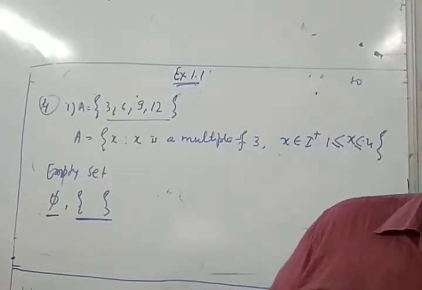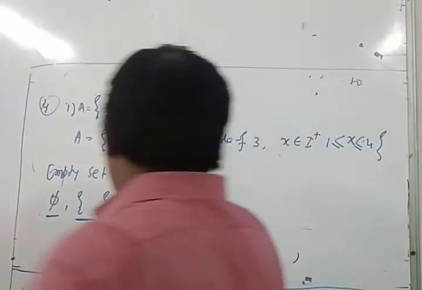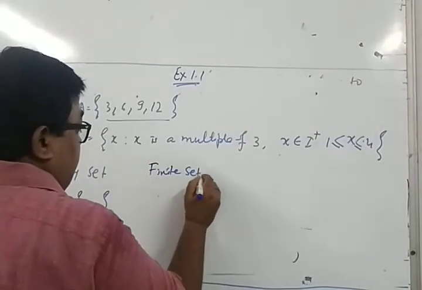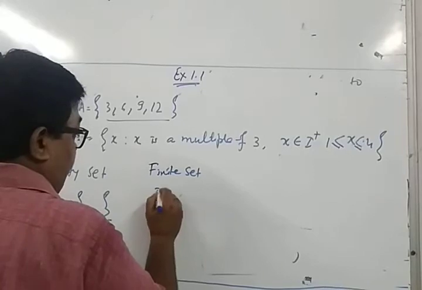Then the second kind is the finite set and the infinite set.